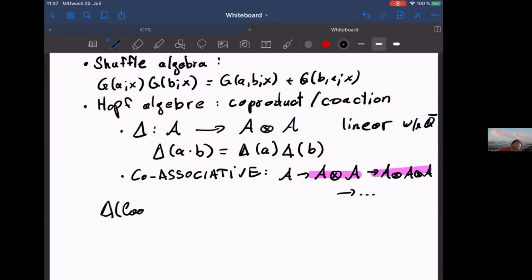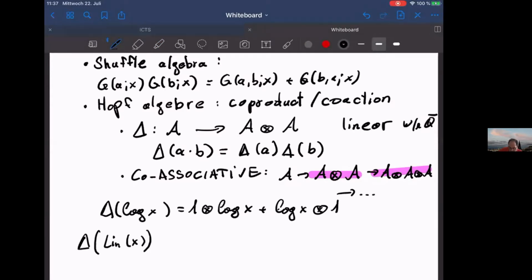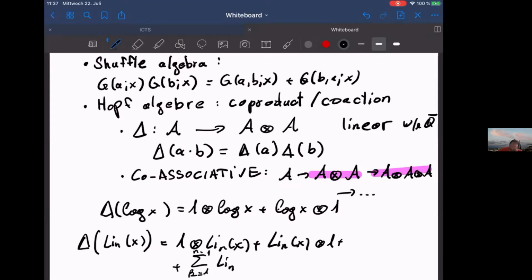We said delta of log x is 1 tensor log x plus log x tensor 1. And we also looked at a very general formula for Ln of x, which is 1 tensor Ln of x plus Ln of x tensor 1 plus the sum from k equals 1 to n minus 1 of Ln minus k of x tensor 1 over k factorial log to the k of x. The formula is more nicely written on the slides. I will share the slides at the end of the lecture.